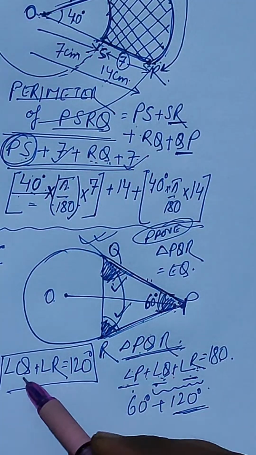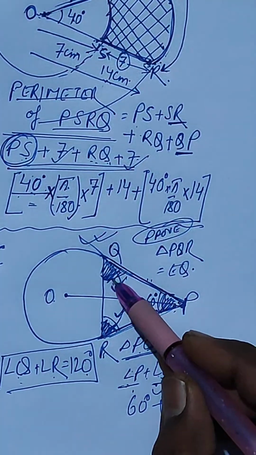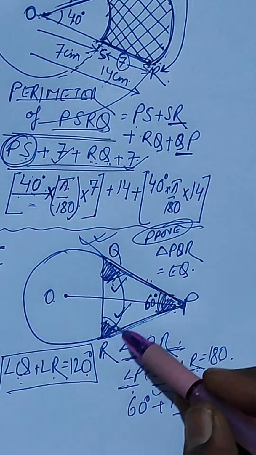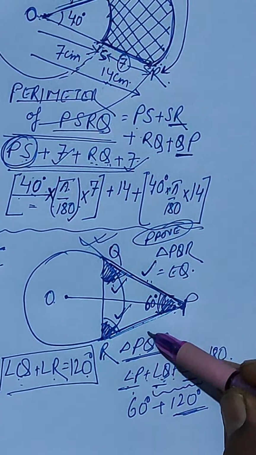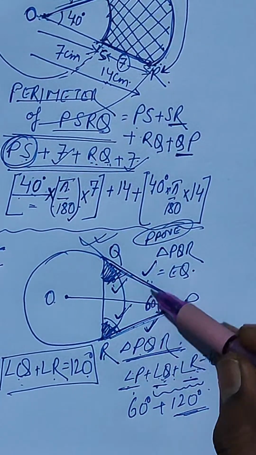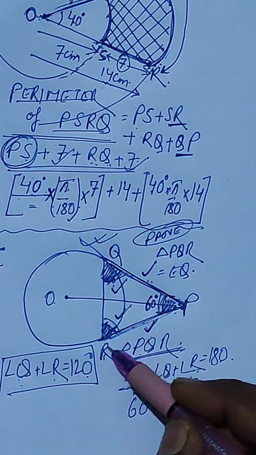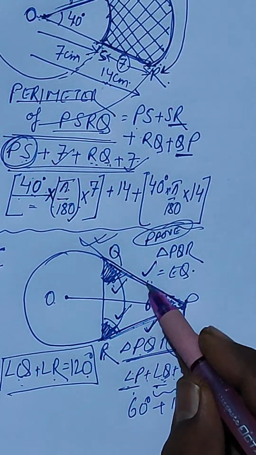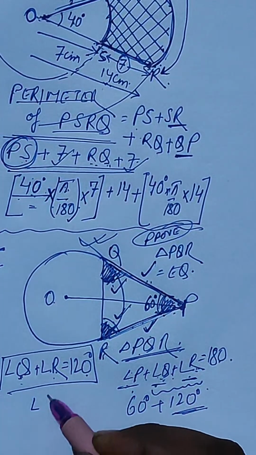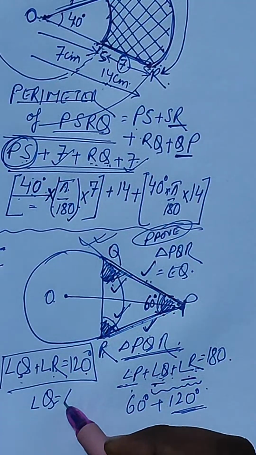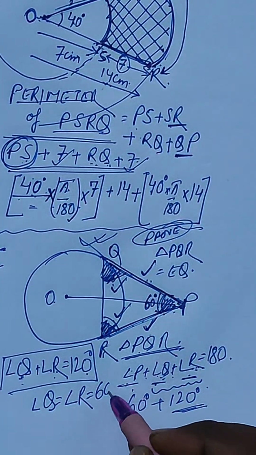How? Because the sum of Q and R is 120 degree, but angle Q will be equal to angle R, because these are the angles opposite to the equal sides, equal tangents of this triangle, right? So we can say that tangents are acting as a side in this triangle. So that's why angle Q equal to R. If angle Q and R both are same, then angle Q will be equal to angle R, which is equal to 120 by 2, which is equal to 60 degree.